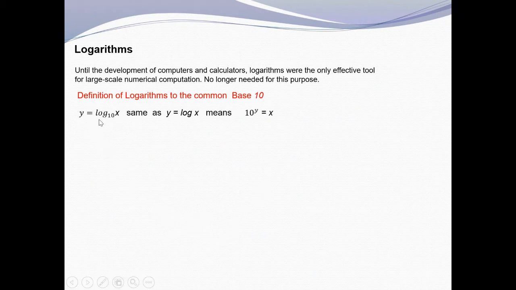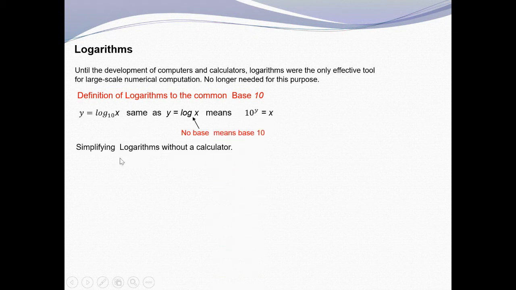For example, if you have y equals log base 10 of x, it's the same thing as y equals log of x, because if there's no base, it means it's 10. Just for example, when you say 1x, wouldn't it just be x? Because we don't say 1x, we just say x. Why? Because we know there's a 1 there as a coefficient. Same thing here. If there's no base, we know it's base 10, which means 10 to the y power equals x.